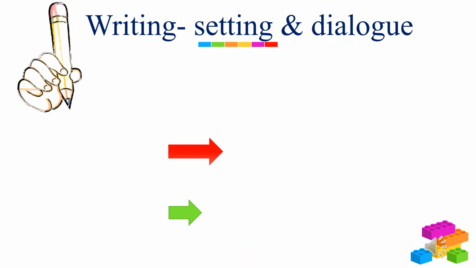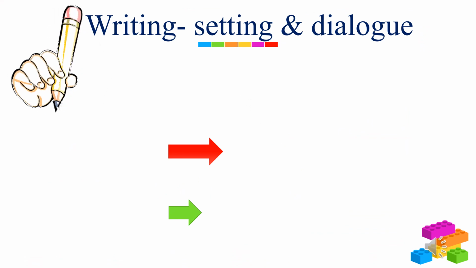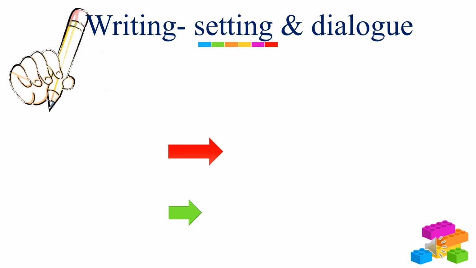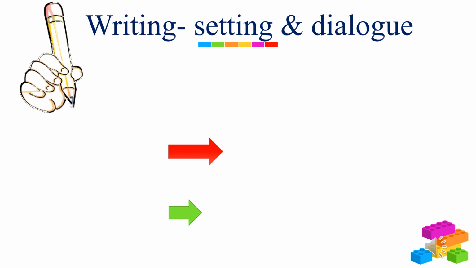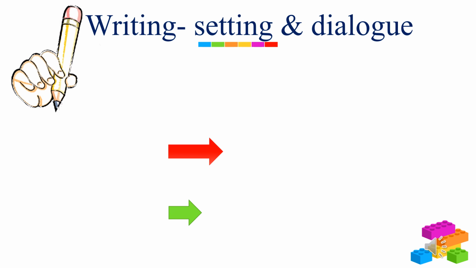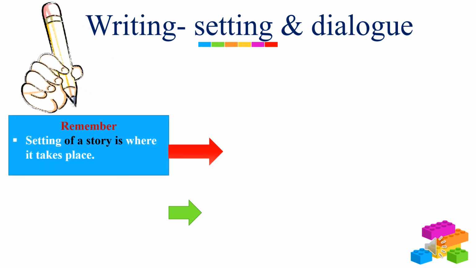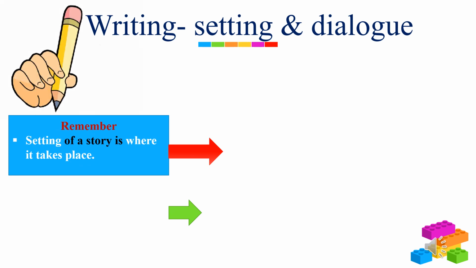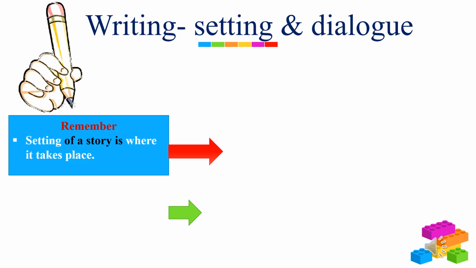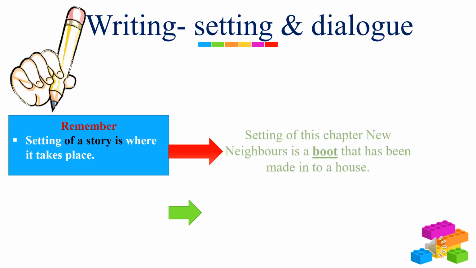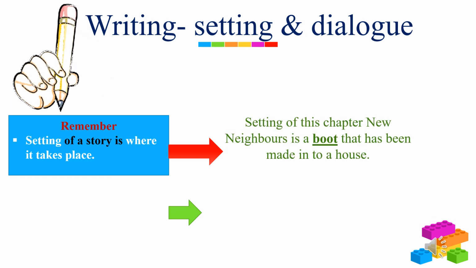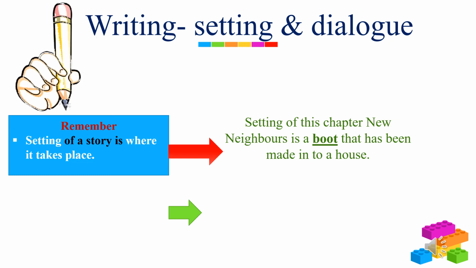Now we are going to talk about the writing part of this story. Under writing, we are going to talk about setting and dialogue. The setting of a story is where it takes place, whether it's a house, a park, or a garden. What about this story? In this chapter, New Neighbors, a boot has been made into a house.